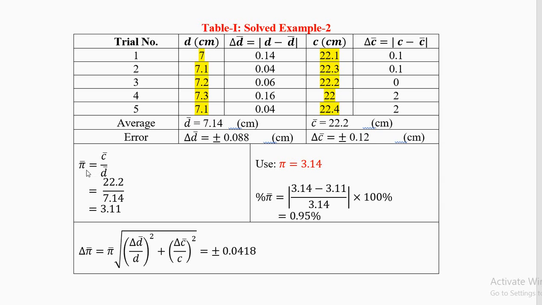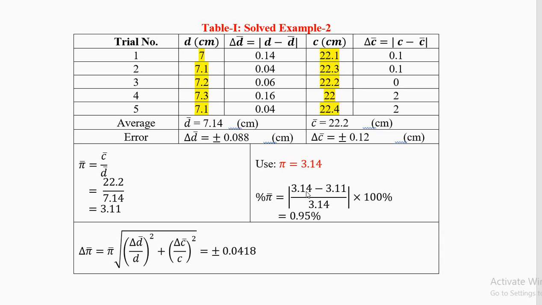Let's look at how pi looks in this calculation. Pi equals C by D averages. It is 22.2 divided by 7.14. It is 3.11. Write only two numbers after the point because your vernier calipers and screw gauge cannot see more than two decimal places. Now the standard value is 3.14.